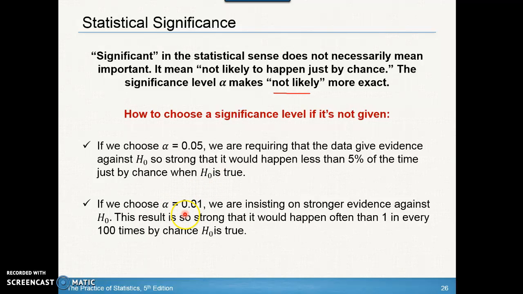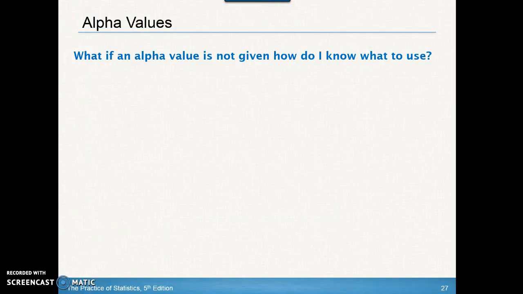If you choose alpha as 0.01, that means you're not rejecting the null very often. So we're insisting on really, really strong evidence against the null. This result is so strong that it would only happen 1 in every 100 times if the null were actually true. And that's like saying if it was only going to happen 1 in 100 times and it did happen, then that means that the null is most likely not true.